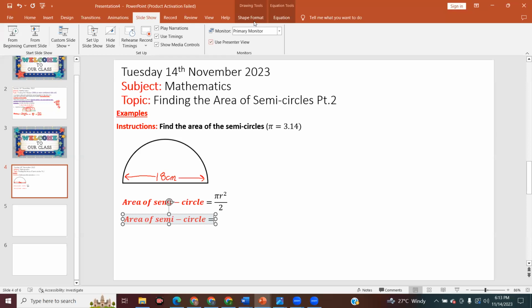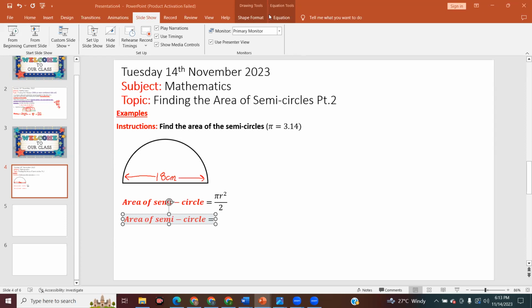Put inside the chat, what do you think the radius is? If you think it's 18, put 18. If you think it's 9, put 9, or whatever you think the radius is. All right, put your answers inside the chat. What do you think the radius is? The radius of this semicircle.